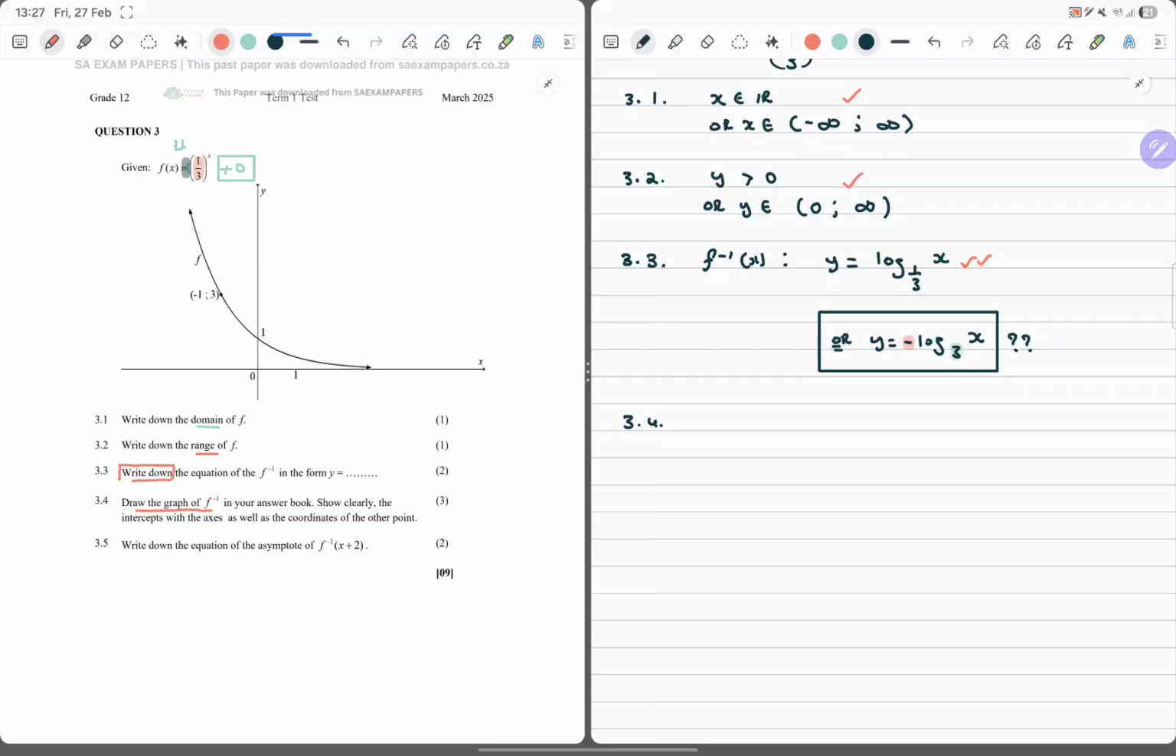Now we need to draw the graph of the inverse. Of course, this question I accept, because even this one I accept. These are grade 12 questions. The first two should not be asked, honestly speaking. It's ridiculous. But hey, whatever. Now we need to draw the sketch. So, I mean, we know that if the original function is decreasing, the graph will also be decreasing. So these ones are going to be symmetrical about the line y is equal to x. So I know that it should cut at 1, and it should look something like this.